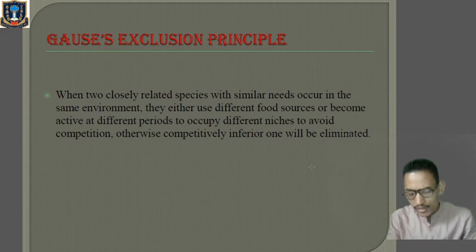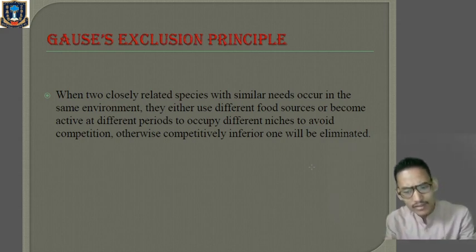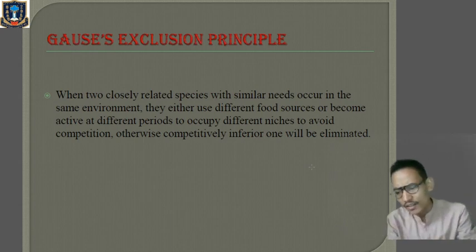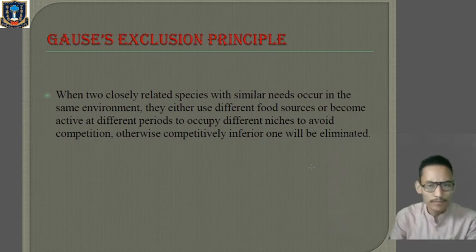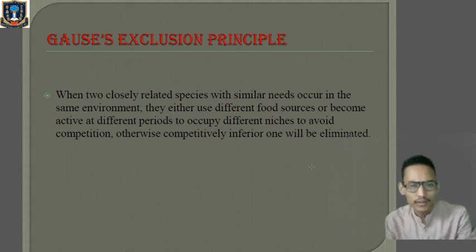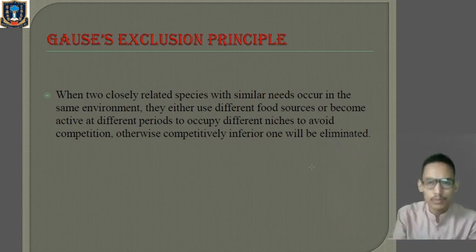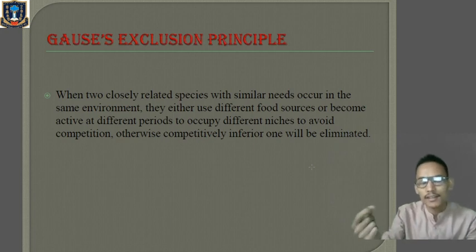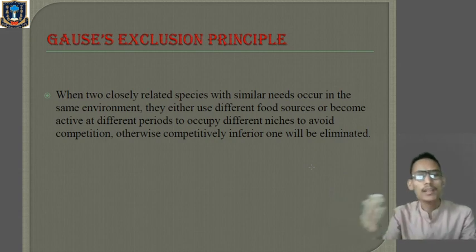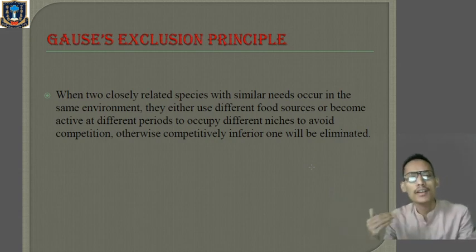So what we're saying is that when two closely related species have similar needs for food and shelter, they will select different food, or their foraging activity will be different. Let's say out of the two species, one usually becomes active in the morning and the other becomes active during the night, so their activity time will be different, so that they can occupy different niches. Why? So that there will be no competition.